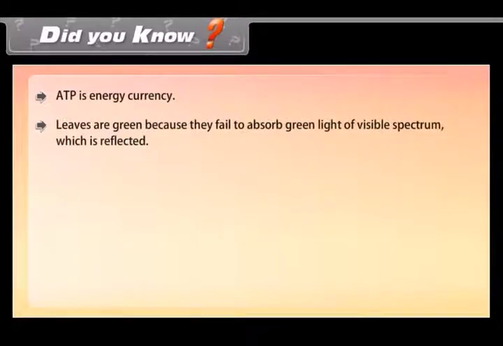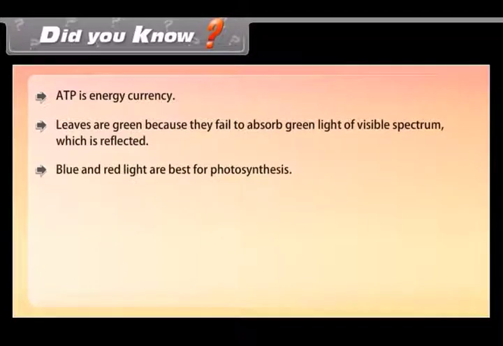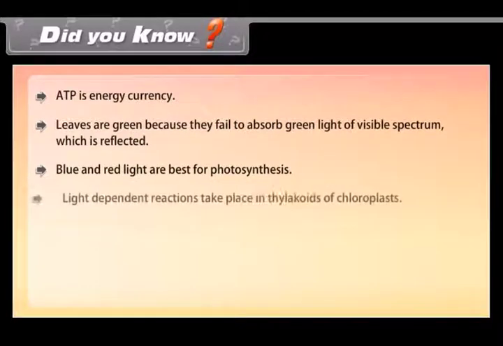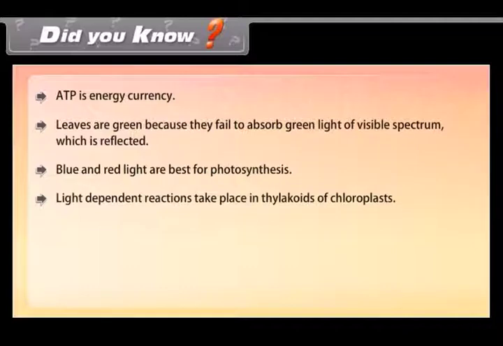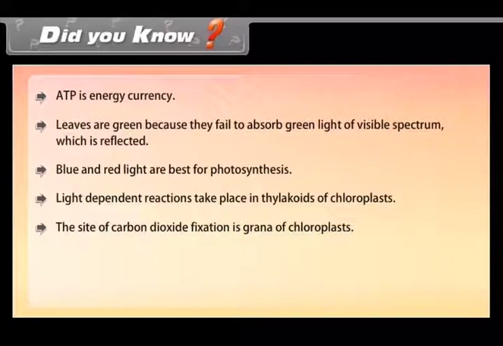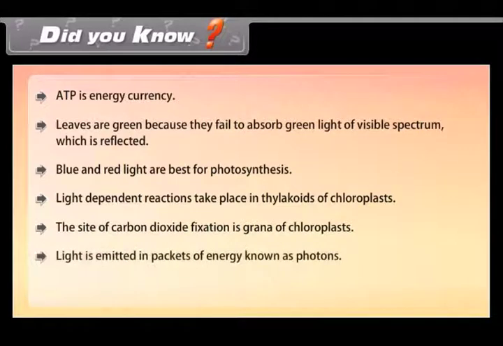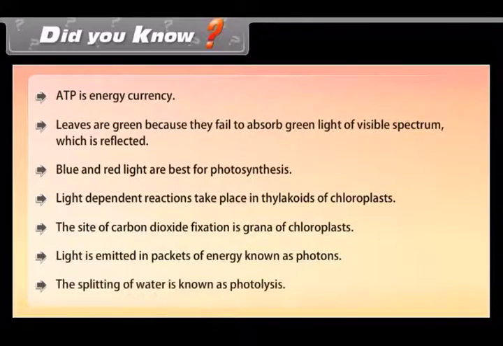Did you know ATP is the energy currency? Leaves are green because they fail to absorb green light of the visible spectrum, which is reflected. Blue and red light are best for photosynthesis. Light-dependent reactions take place in thylakoids of chloroplasts. The site of carbon dioxide fixation is the stroma of chloroplasts. Light is emitted in packets of energy known as photons. The splitting of water is known as photolysis.